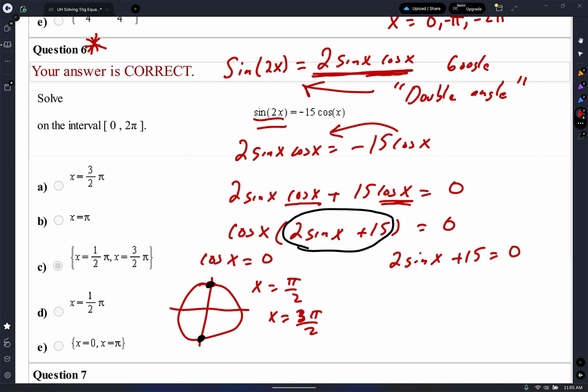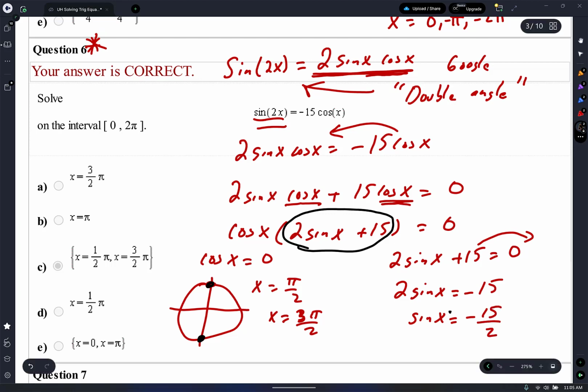I'll show everyone else what we're talking about. Move the 15 so it turns to a negative. 2 sine x equals negative 15. Divide by 2. Sine x equals negative 15 over 2. This will never happen, so I'm going to put a slash for the equal sign. Sine x, look at your unit circle. Sine x will always have values between negative 1 and 1. That negative 15 over 2, what's that? Negative 7.5? That will never happen.